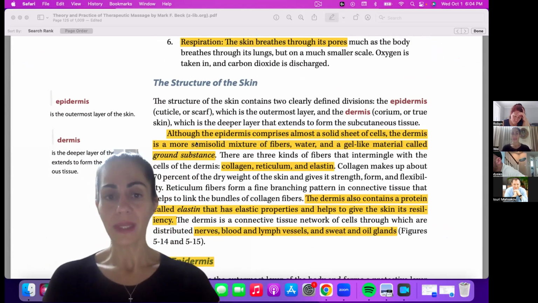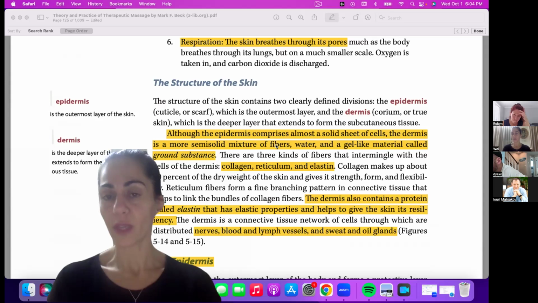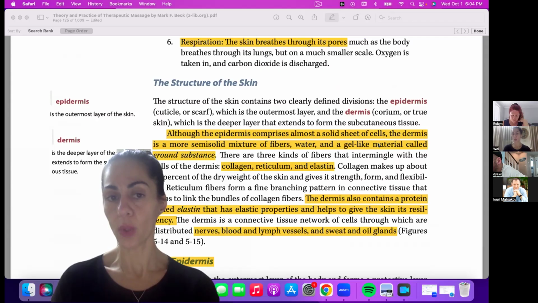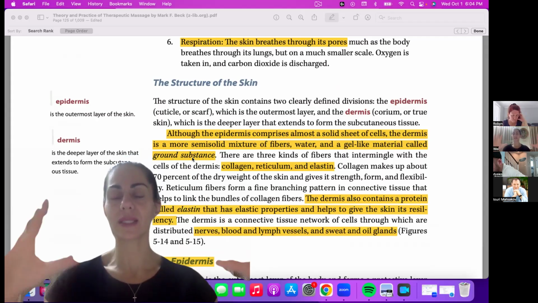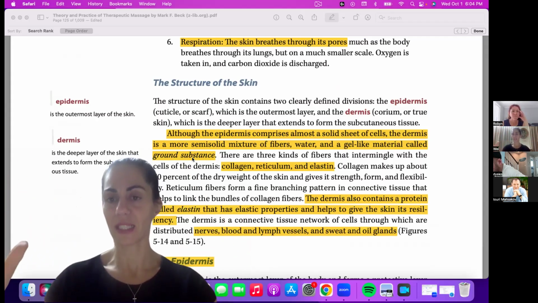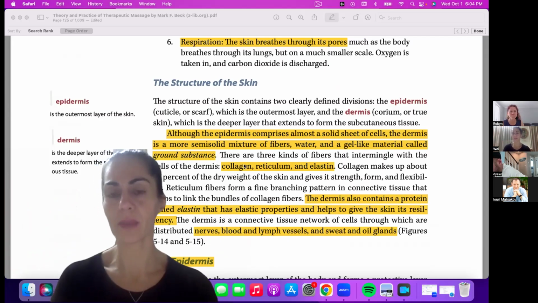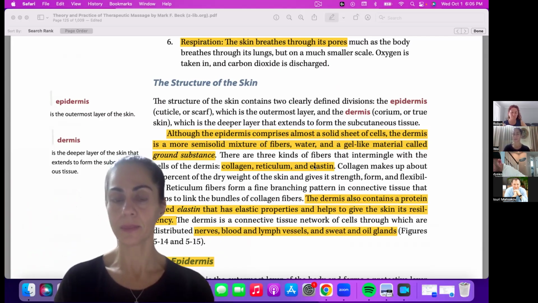Okay, so the dermis is a mix of fibers, water, and a gel-like material called ground substance. So remember that page we talked about yesterday, the graph that has the matrix, the different types of connective tissue? Okay, so this is very similar to that. So there's our three kinds of fibers that you're going to find in the dermis. They're going to be collagen, reticulum, which is a different type of connective tissue, and elastin. And that's all we need to know for now.